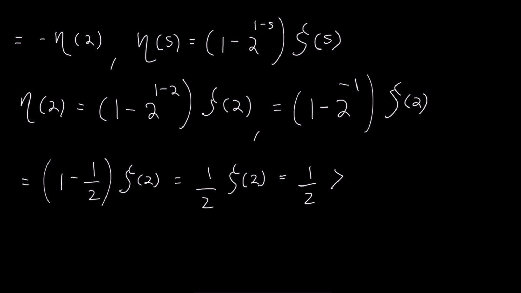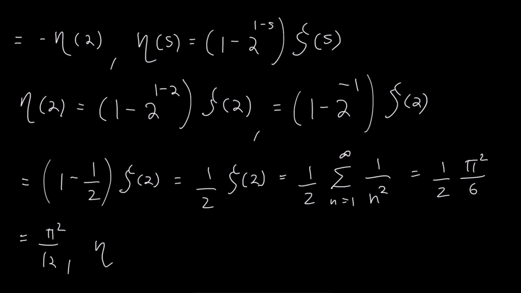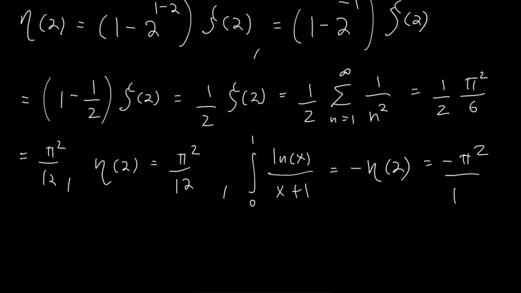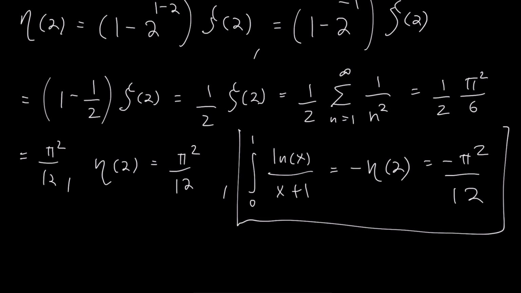And zeta(2) is the sum from 1 to infinity of 1 over n squared. But that's a famous series. It's the Basel problem, which evaluates to pi squared over 6. So we have 1/2 times pi squared over 6, which is equal to pi squared over 12. So we have eta(2) is equal to pi squared over 12. But we said that the integral from 0 to 1 of the natural log of x divided by x plus 1 is negative eta(2), which is just negative pi squared over 12. And this is the final result.